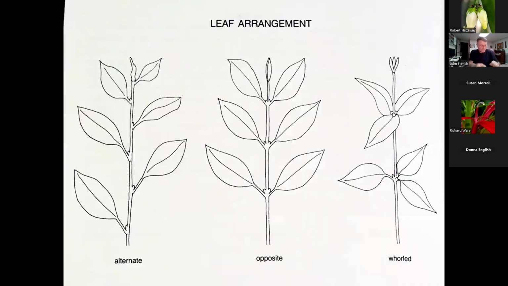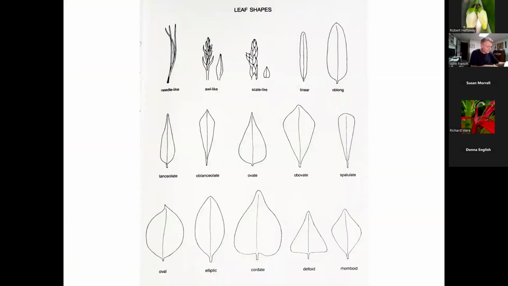Then you have your leaf arrangement. I noticed in my photos, this can be difficult to see if you're taking pictures of a live tree because the leaves are jammed so close together, it's hard to tell. But when they're laying flat like this, you have alternate, opposite, and whorled leaf patterns. That's pretty simple right there.